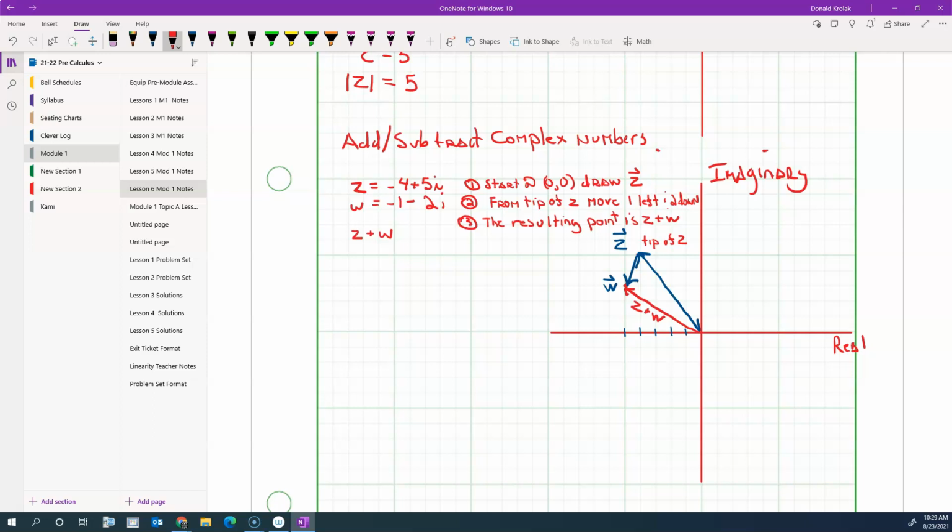And this red vector, 1, 2, 3, 4, 5, is negative 5 and 3i. So this is negative 5 plus 3i.